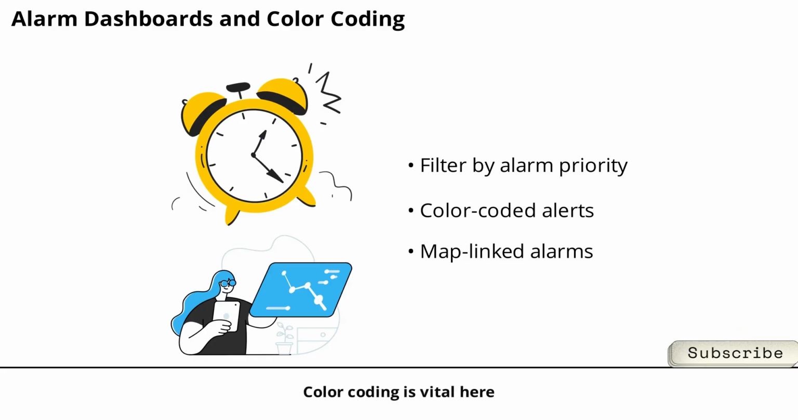Color coding is vital here. Red for critical alarms, orange or yellow for warnings, green for normal operation, blue for informational messages, and gray for unknown or offline status. This visual language ensures that urgent issues are never missed.